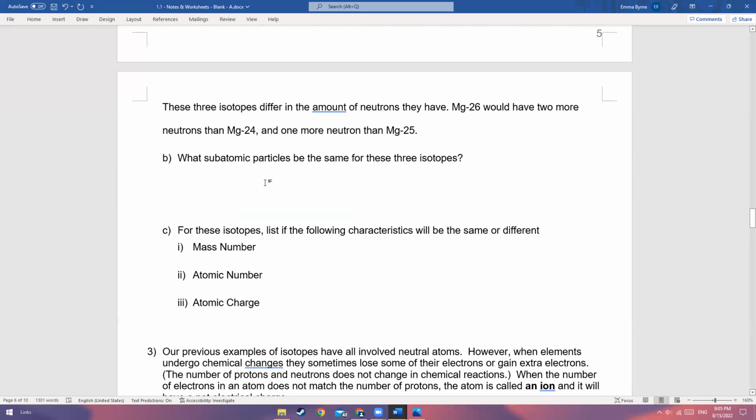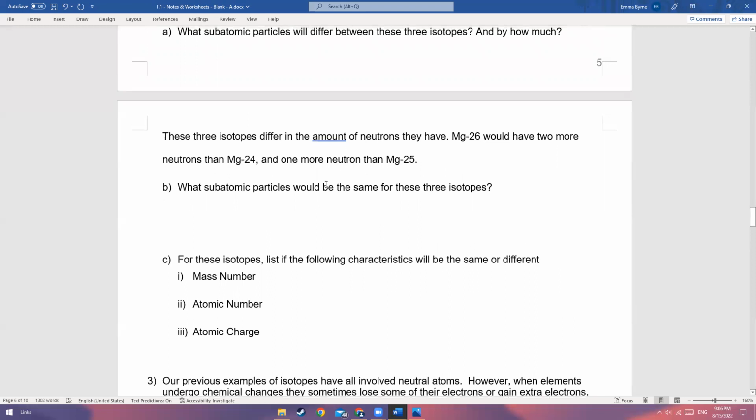B, what subatomic particles would be the same for these 3 isotopes? So they're all magnesium, right? So it's the same core identity. And when you think about the identity of an element, you're really thinking about the number of protons, right? You're thinking about the atomic number. So the number of protons would be the same.